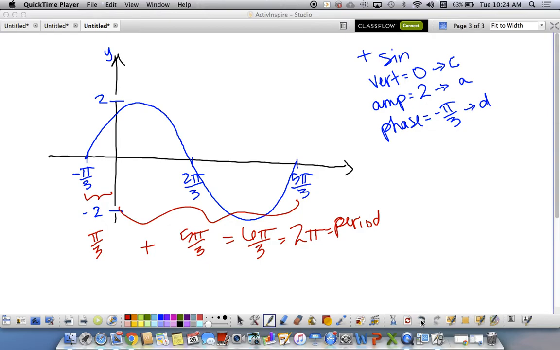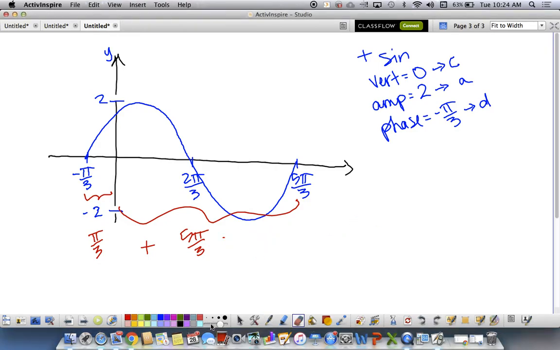Okay, let's go backwards just a second. What is the distance from negative pi over 3 to 0? Pi over 3, right here. What's the distance from 0 all the way to 5 pi over 3? 5 pi over 3. Now, did I need to subtract those? We need to add them because it's this part plus all of this. You didn't do that one last time. You're right, I didn't.